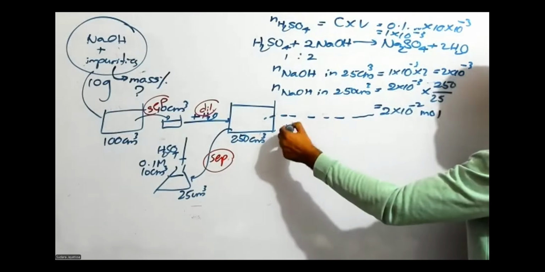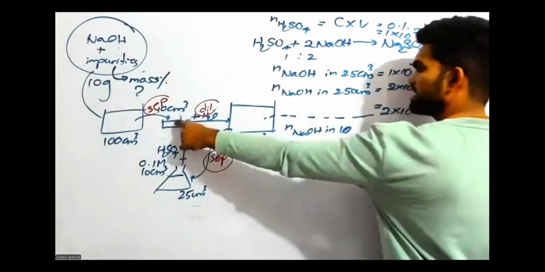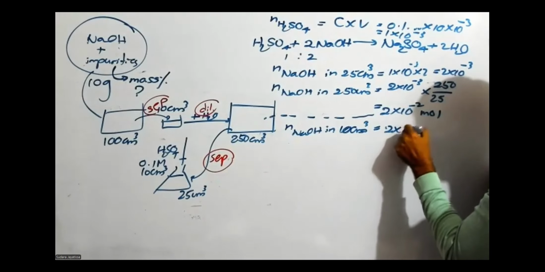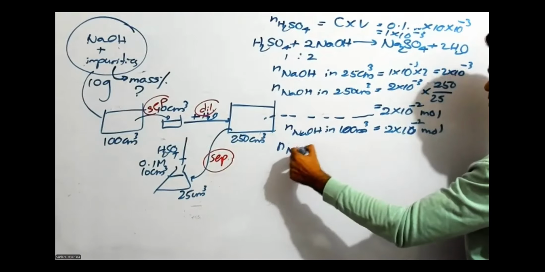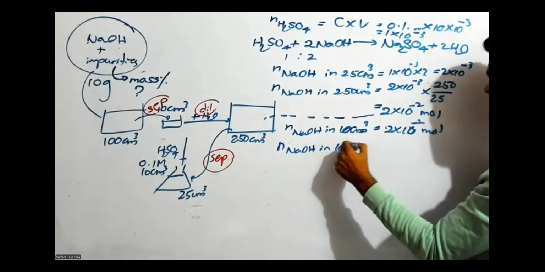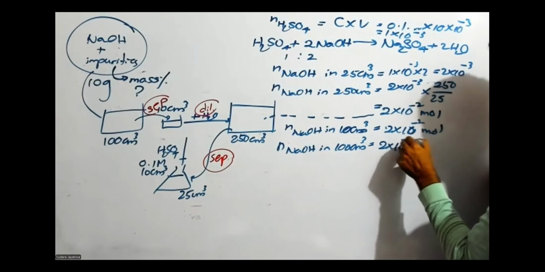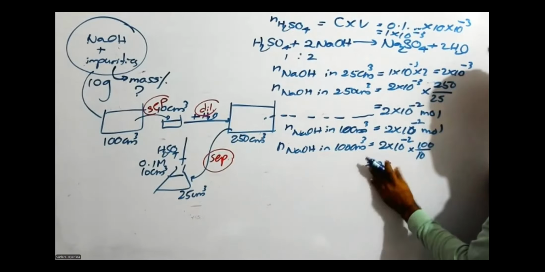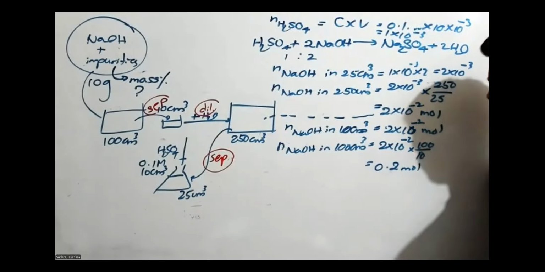So we can say moles of sodium hydroxide in that separated 10 cubic centimeter is the same as this value, because in dilution, the number of moles is not changing. So now we can find sodium hydroxide in the original 100 cubic centimeters. Simply divide this one by 10 and multiply by 100. So you get 2 into 10 to the power minus 1, or 0.2. This is the number of sodium hydroxide moles present.